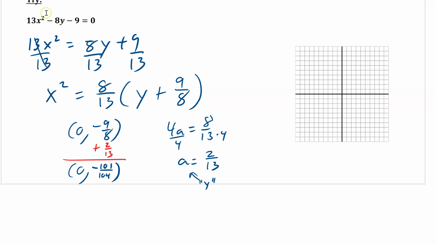If you did it, you're great. How this one's different is you now have 13x squared. To get rid of it, we divide by 13 to everything. So we end up with x squared equals 8 over 13y plus 9/13. Whatever's in front of the y, that is what you're factoring out. So we factor that out, leaving us with this. We now know our vertex is 0, negative 9/8, and our 4a equals 8 over 13.